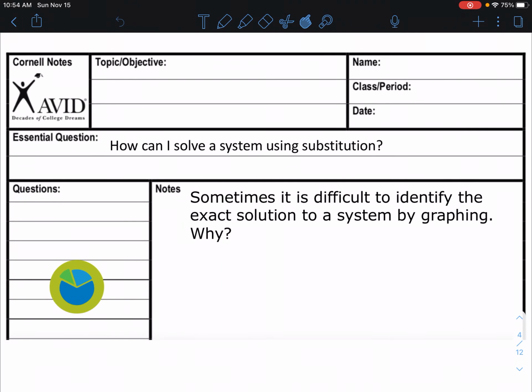Okay, how can I solve a system using substitution? Sometimes it is difficult to identify the exact solution to a system by graphing. The reason for that is a lot of times we don't get nice numbers like you did in your last assignment, like 2, 7. A lot of times in the real world that does not work out real well. And then also sometimes they're really large numbers. All of your graphs fit onto a nice 10, -10, 10, -10 graph coordinate plane. That is usually not the case. So sometimes that can be really tricky to navigate where the actual intersection is. So then it helps to have some of our algebra skills.